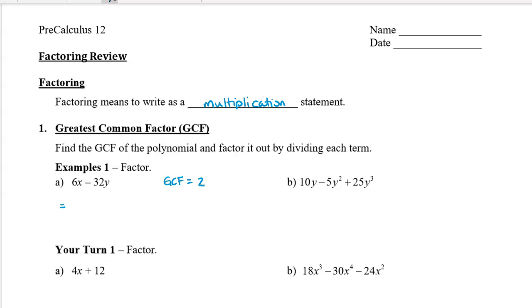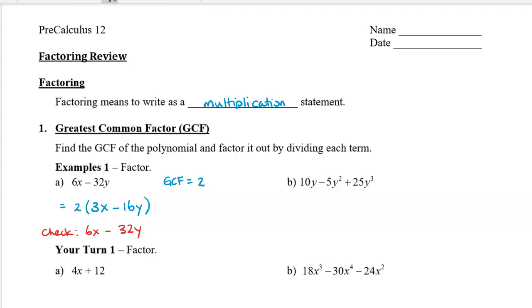So 6x divided by 2. Oh, sorry, first we place the 2 on the outside. Then 6x divided by that 2 makes 3x, and negative 32y divided by 2 gives us negative 16y. Then close your bracket. You can check by multiplying this in to see if you get what you started with. 2 times 3x is 6x, and 2 times negative 16y is negative 32y. So you know that you've factored this out correctly.